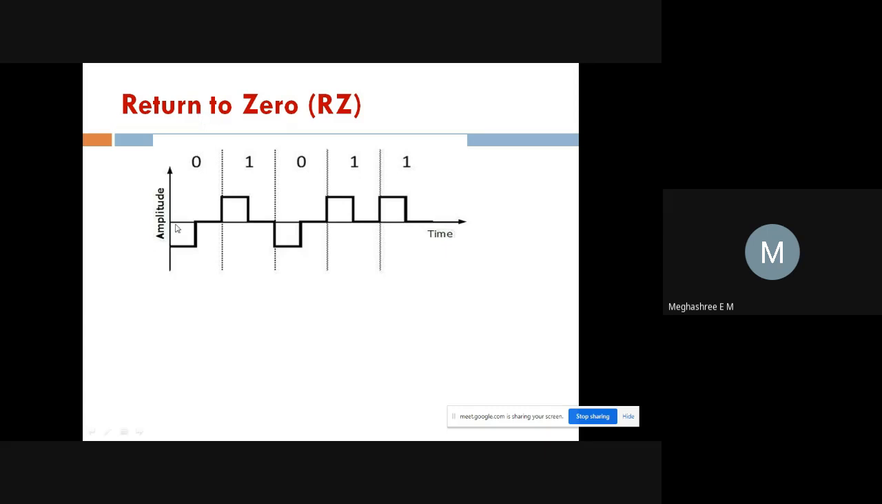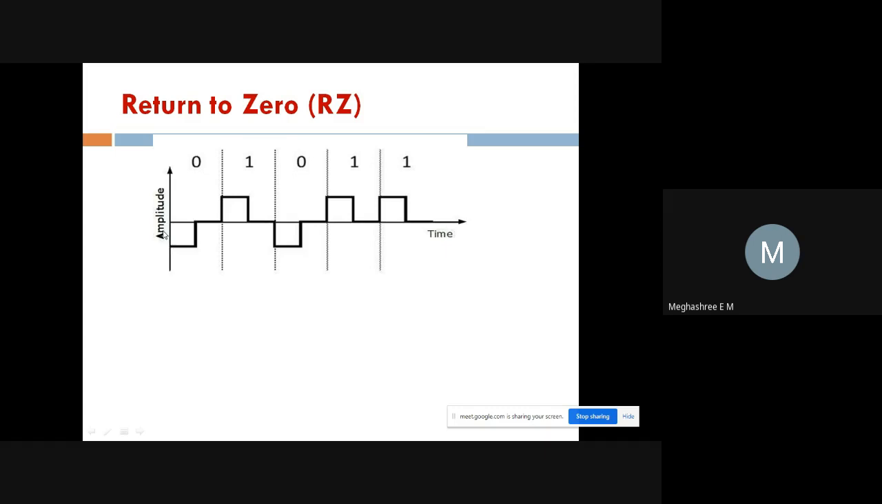One is 0, another one is positive, another one is negative. I will repeat. Return to 0 overcomes the problem that we faced in the non-return to 0 method, where clocks are not synchronized at the sender side and the receiver side. So with the help of return to 0, we can solve this problem, where return to 0 follows three values. One is 0, another one is positive, another one is negative. These are the three values followed here.